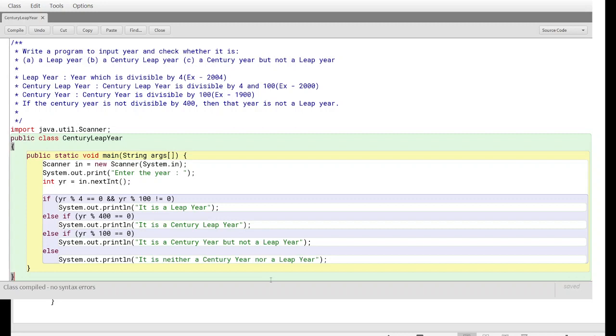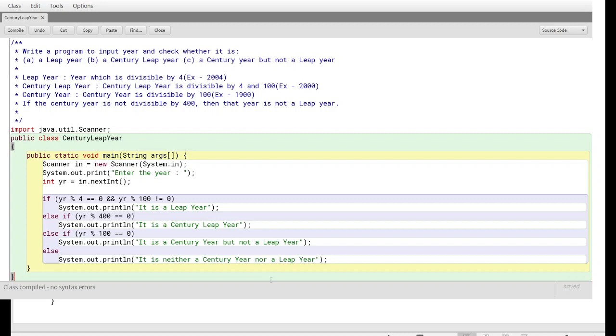If the first condition is not satisfied, it will move on to the else if part where the second condition is there, and the second condition is year mod 400 equals 0. It means it is a century leap year. And again, if the second condition is not satisfied, it will move on to the third condition, which is given with the else if statement, that is year mod 100 equals 0.